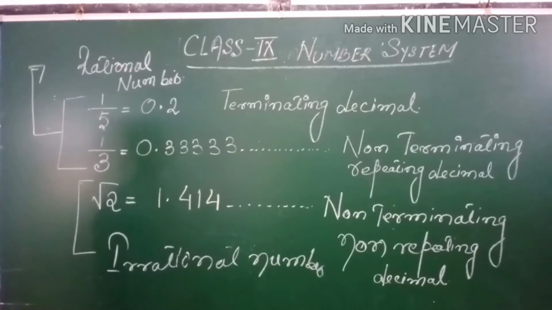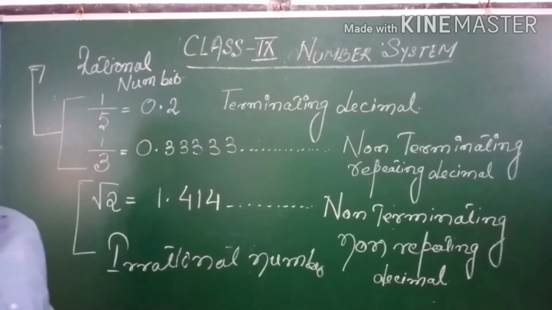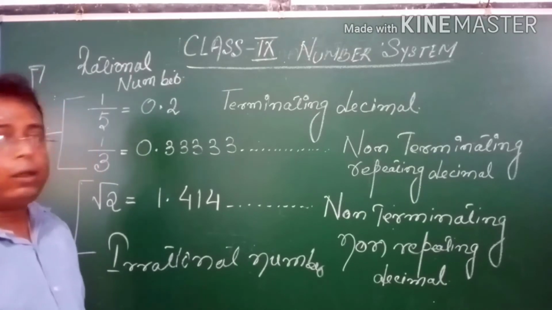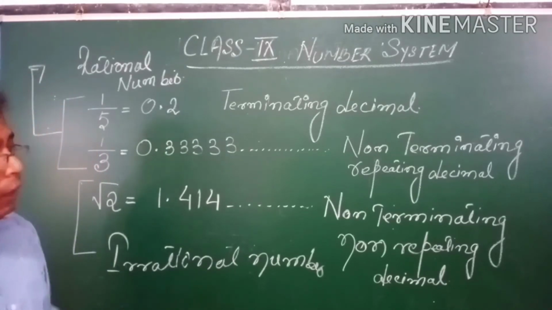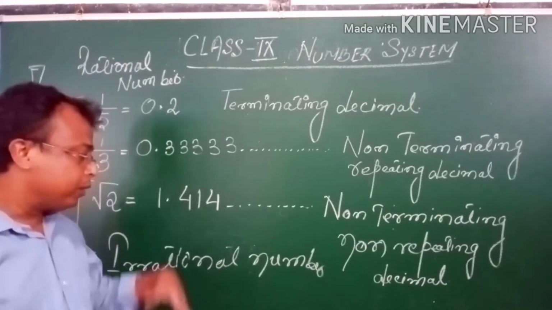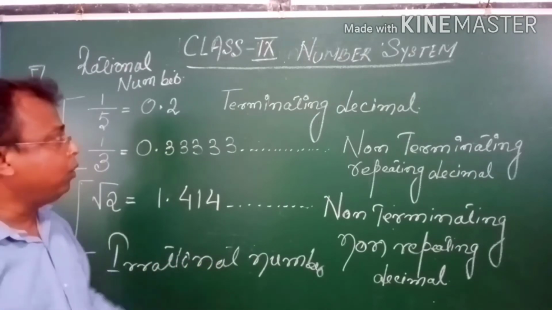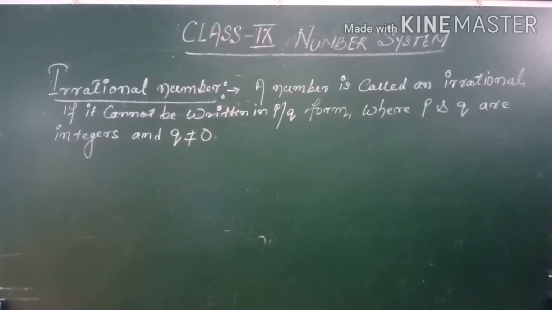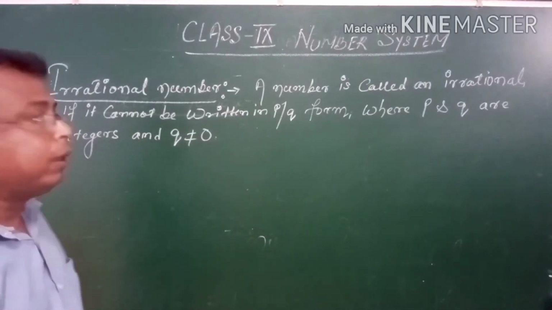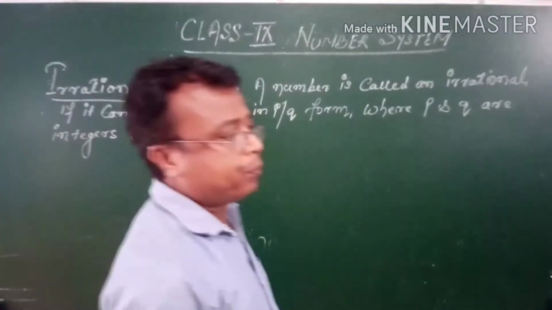Why are they called irrational numbers? Because when you find the decimal expansion of these numbers, we get a non-terminating, non-repeating decimal. Now our next topic is about irrational numbers. I hope it is clear. Just now we discussed terminating decimals.